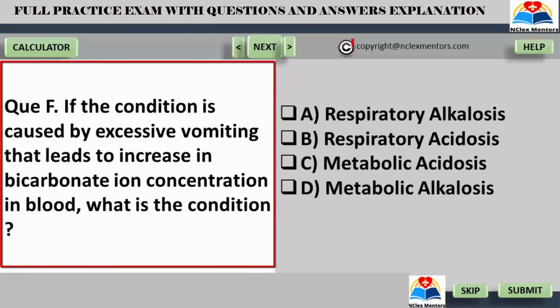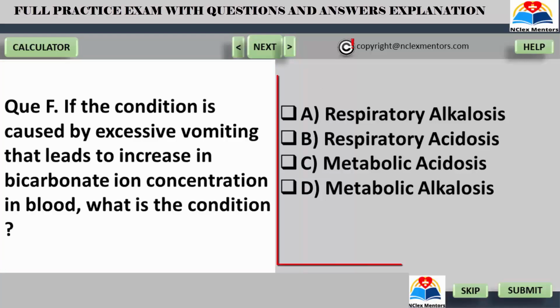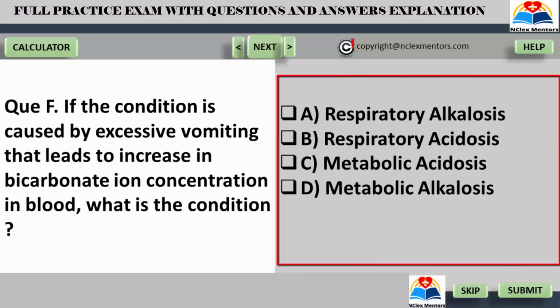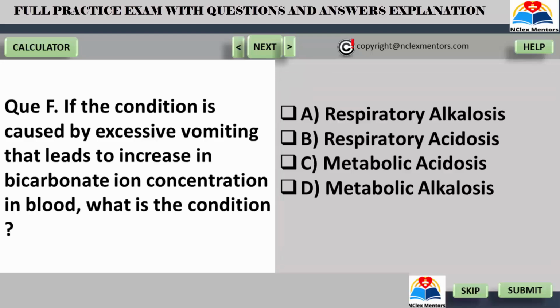If the condition is caused by excessive vomiting that leads to increase in bicarbonate ion concentration in blood, what is the condition? The options for this question given in the screen are: Option A, respiratory alkalosis. Option B, respiratory acidosis. Option C, metabolic acidosis. Option D, metabolic alkalosis. I will give you some time to go through the question and the options. You can see the timer running on the upper right-hand corner of the screen, but if you need more time, you can pause the video as well.